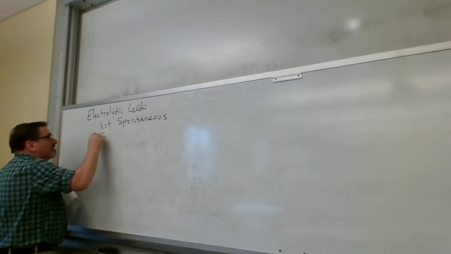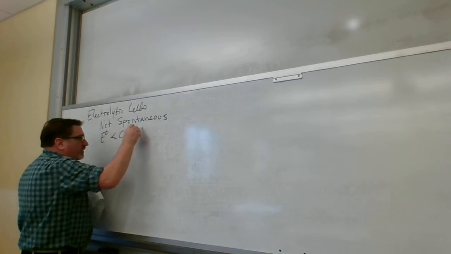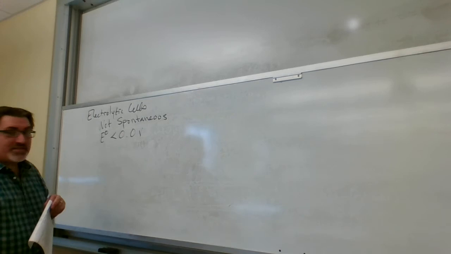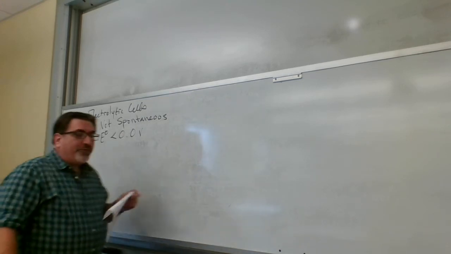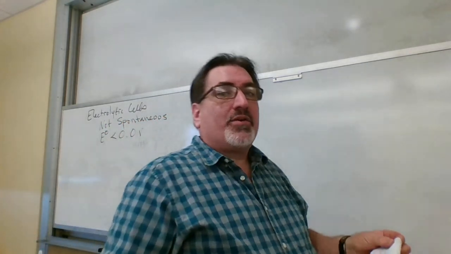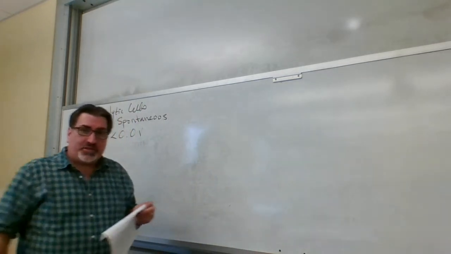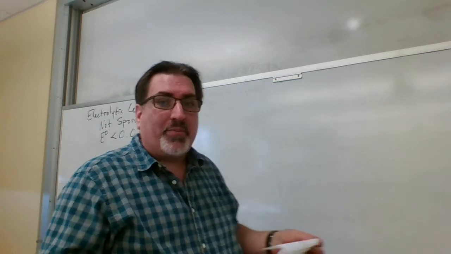So they have E zeros that are less than 0.0 volts, whether it's spontaneous or not spontaneous, whether it's standard conditions or not. So if we write out a cell and we calculate E0 for the cell and E0 is negative, we can still do the reaction, but we have to supply the energy. So we have to hook it up to a battery or a power supply that will make it happen.